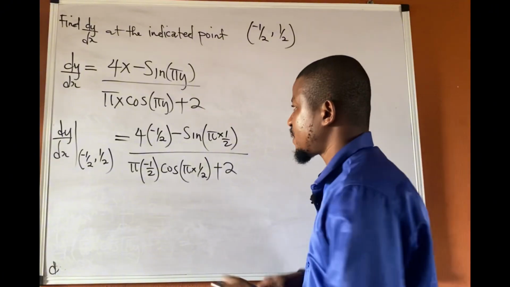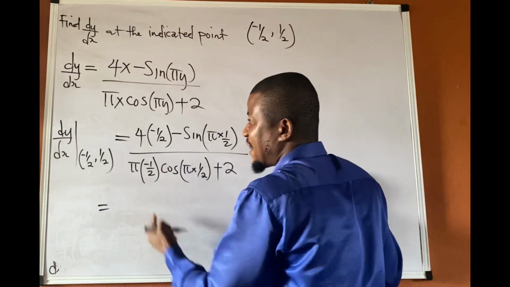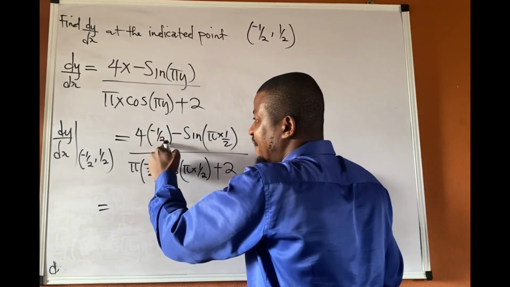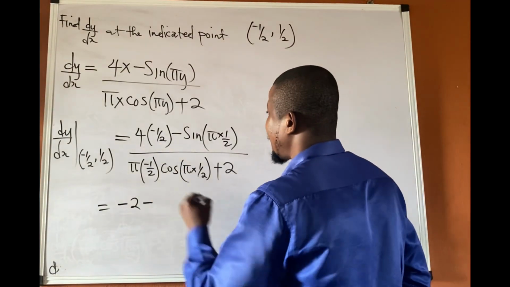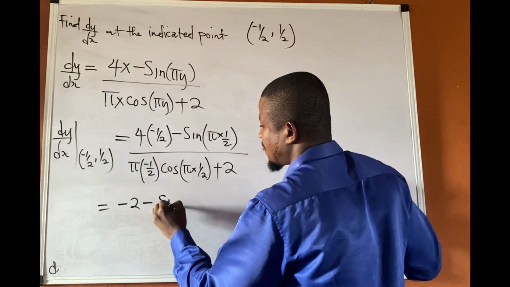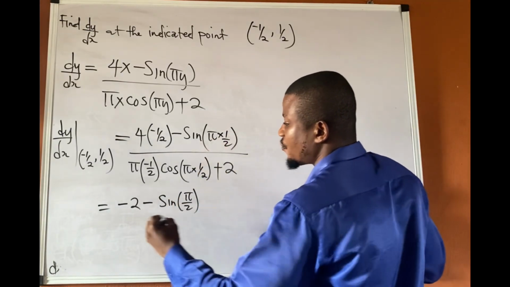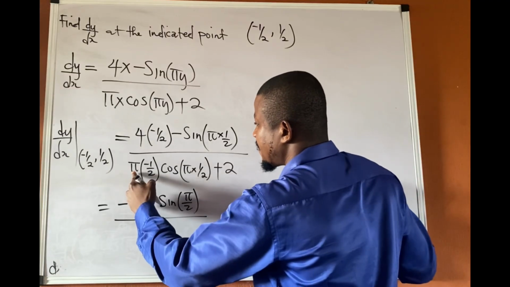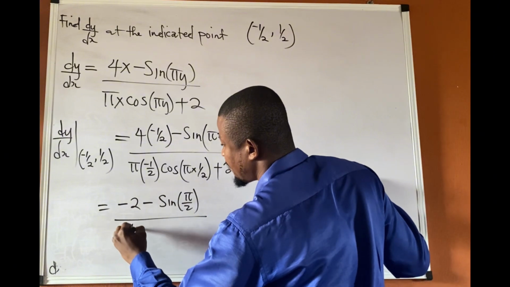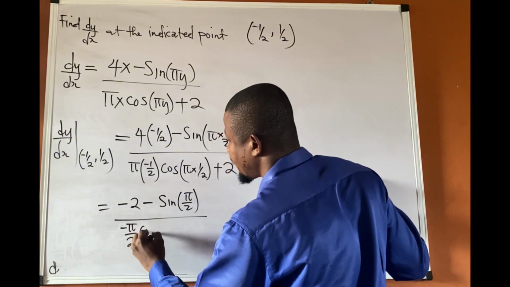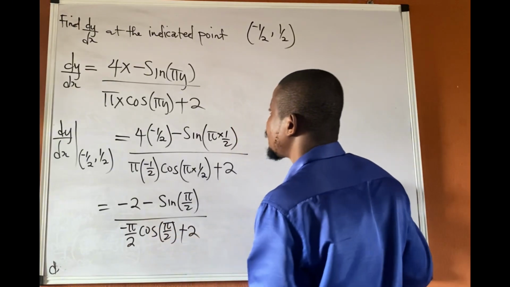If we continue with this, we will have 4 times half. 4 times negative 1 is negative 4, divided by 2. So we have a negative 2 on the top. Then minus sine pi over 2, because pi times 1 is pi, divided by 2. All over negative pi over 2, because pi times negative 1 is negative pi upon 2. Then we have cos pi upon 2 plus 2.